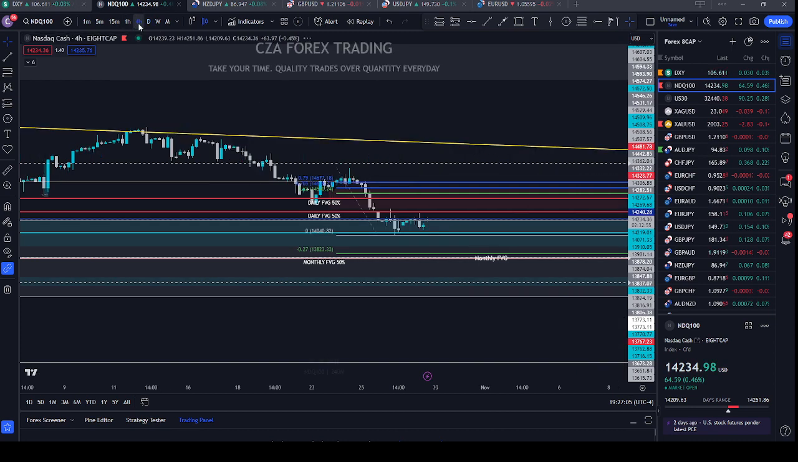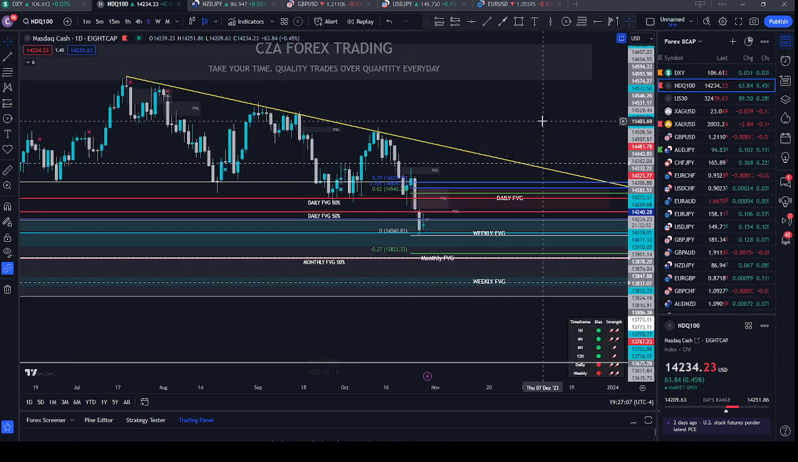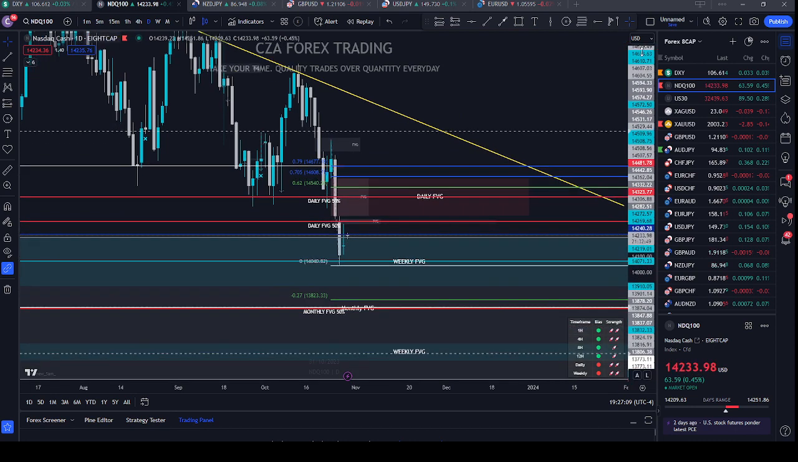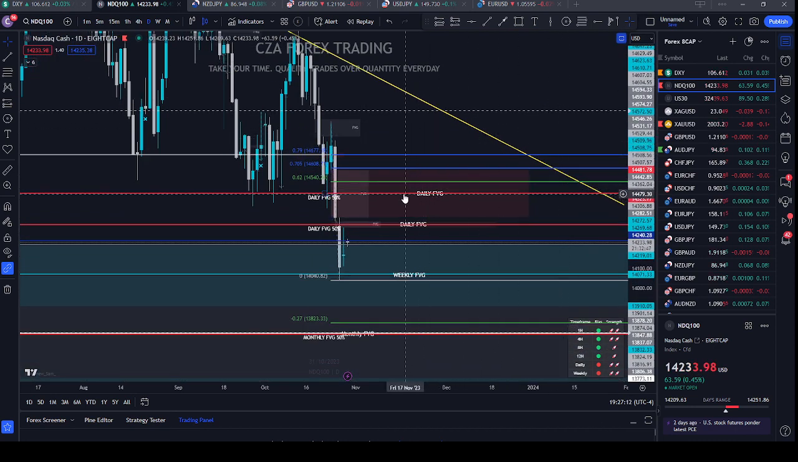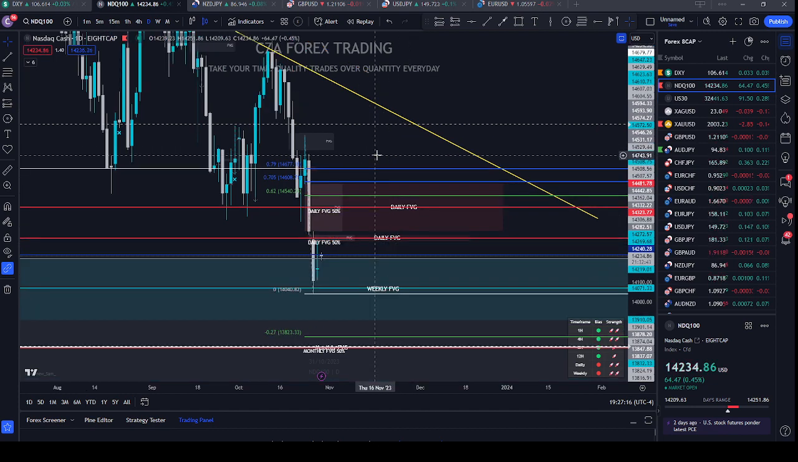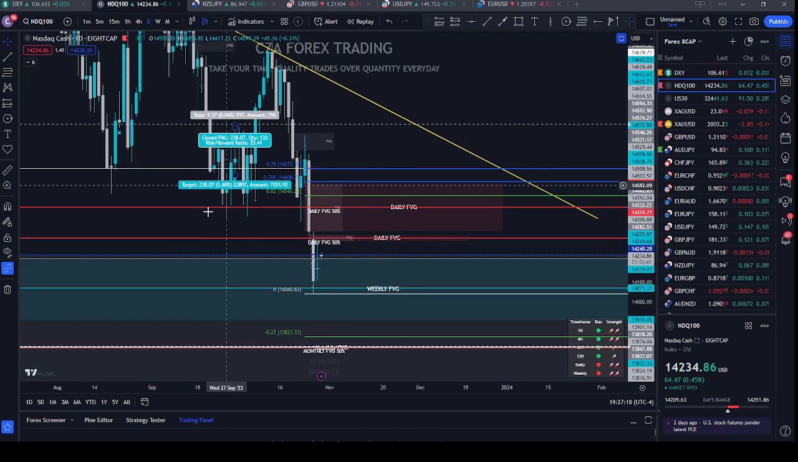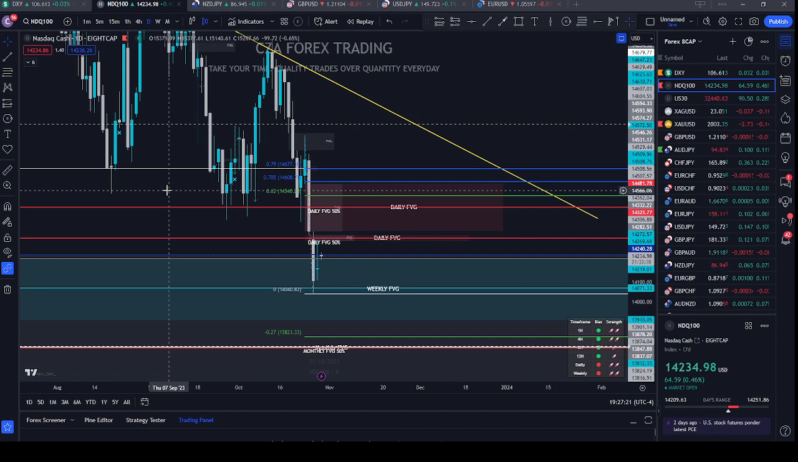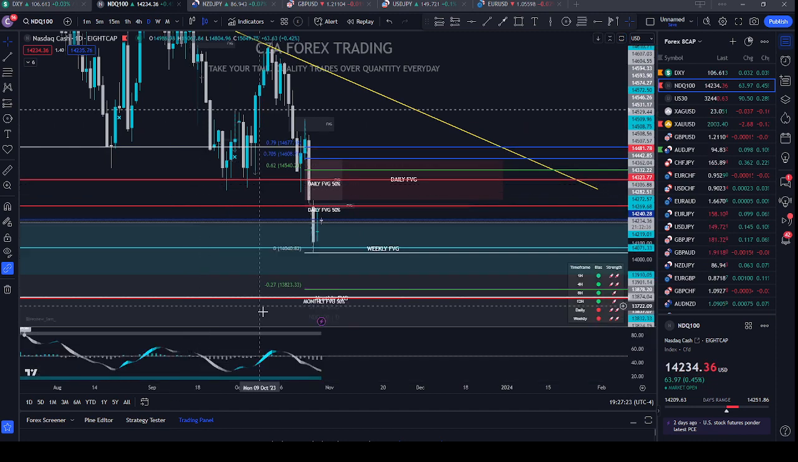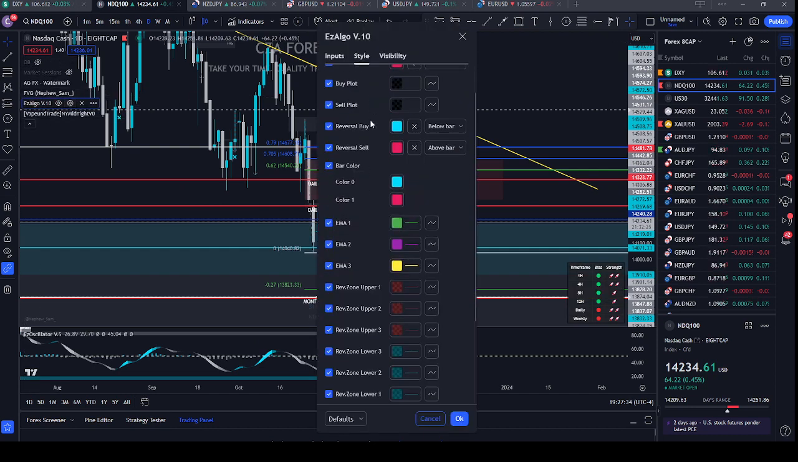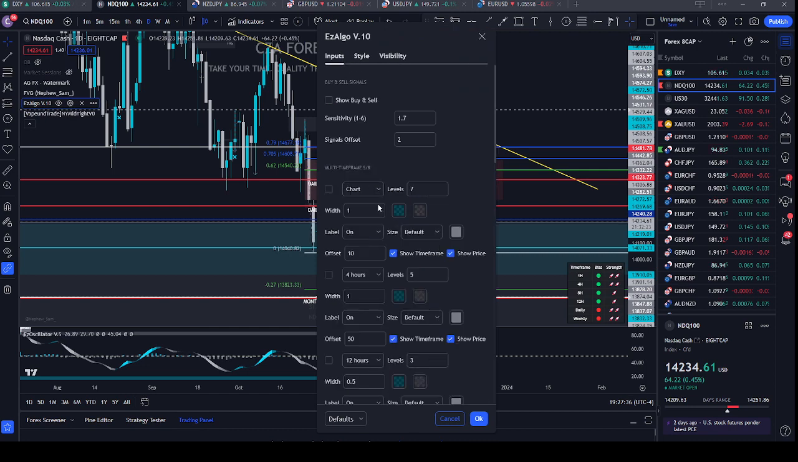Right? So we identified 2 different daily fair value gaps, and we identified 2 different daily fair value gap 50% ranges in which we're going to be looking for an entry on the 15 minute or 5 minute. When you get into that area, if you have the EZ oscillator, make sure you are in overbought territory, meaning you're over here, in order to be looking for shorts. Also, there is a reversal signal inside EZAlgo, which is going to be right over here.